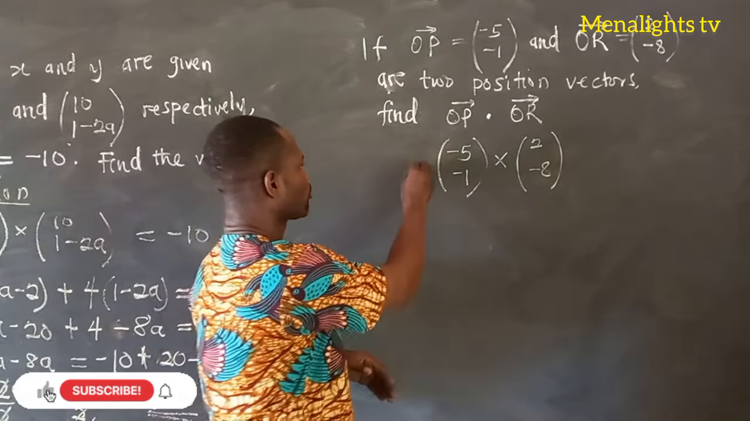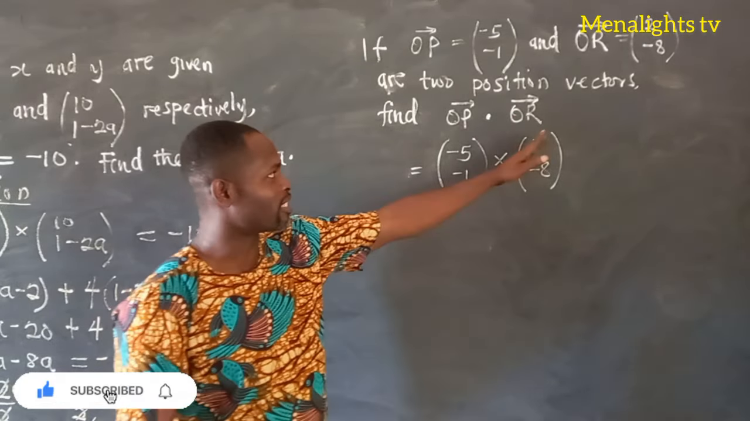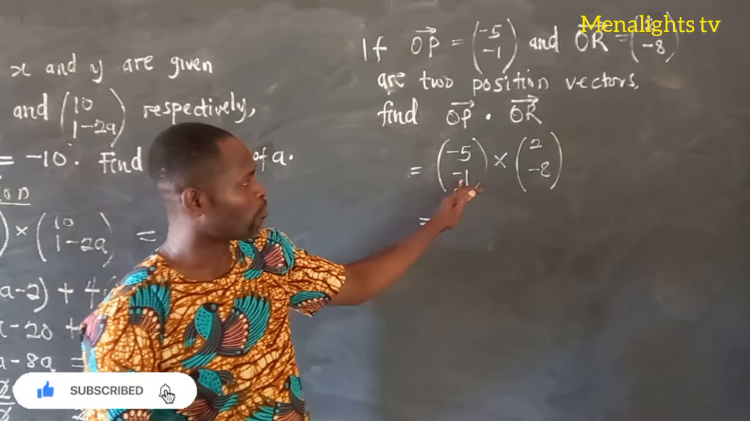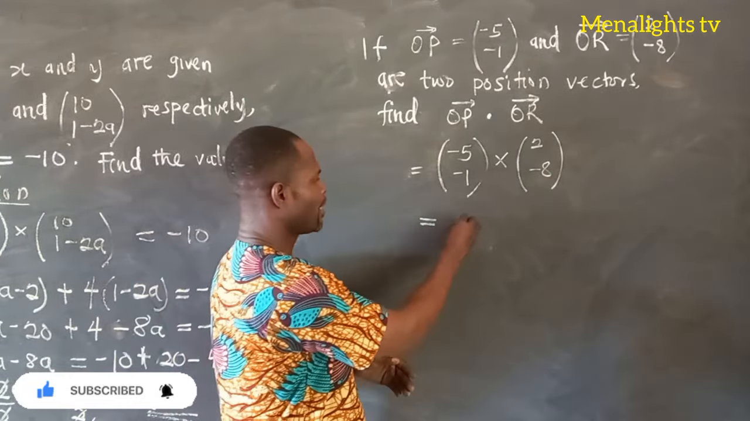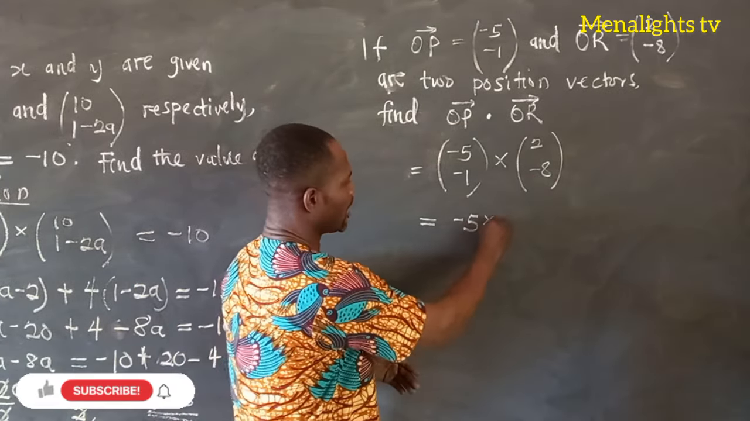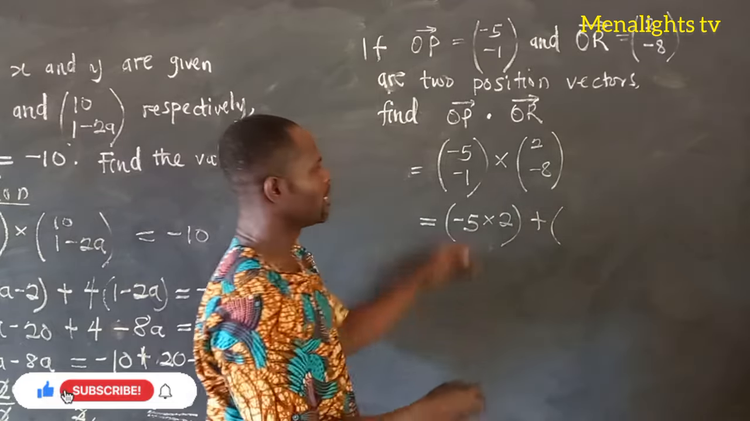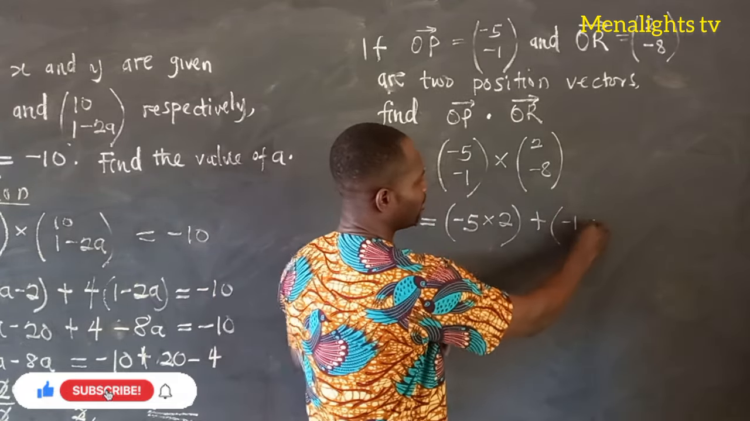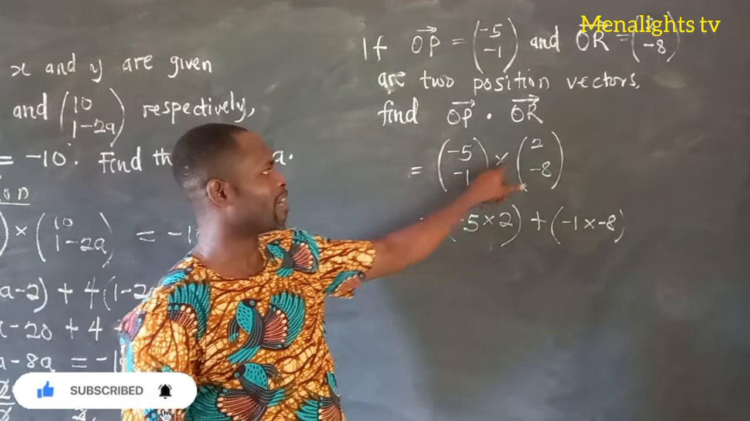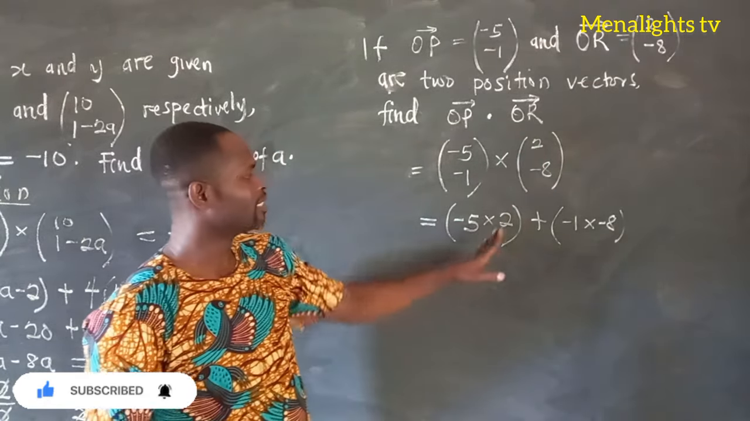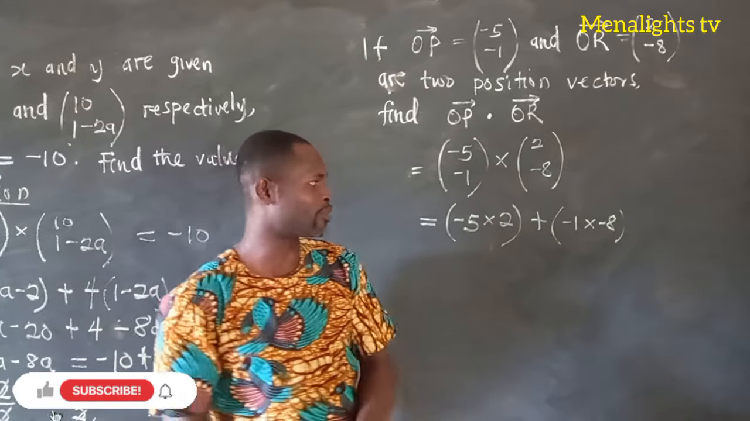So to multiply, we need to multiply the coordinates of the x axis with this one, and then that of the y axis with the y axis that we have here as well. So this will give us minus 5 times 2 plus minus 1 times minus 8. So minus 5 times 2 and then plus minus 1 times the minus 8 that we have there.